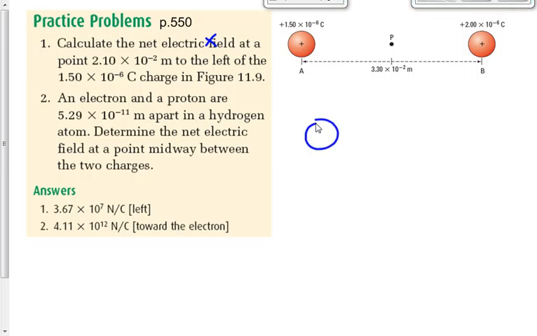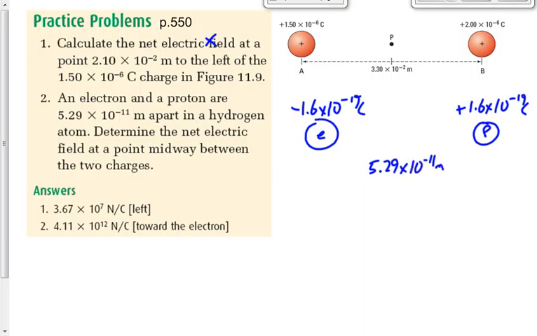Here's my electron. It's negative 1.6 times 10 to the minus 19 coulombs. Here's my proton. It's positive 1.6 times 10 to the minus 19 coulombs. Now, you could have drawn it the other way around. It doesn't really matter here because it doesn't tell you which one's on the left, which one's on the right. The distance between them is 5.29 times 10 to the minus 11 meters. We're trying to find the field strength right here at point X that is midway between them.